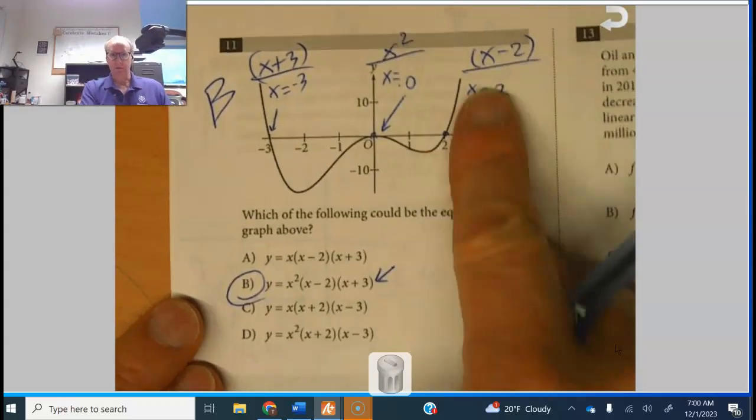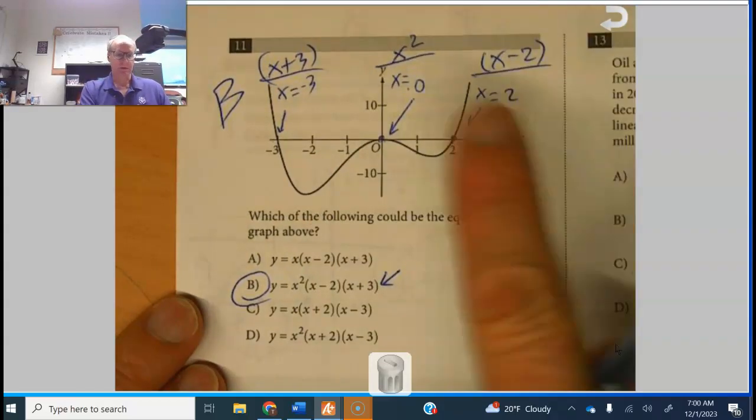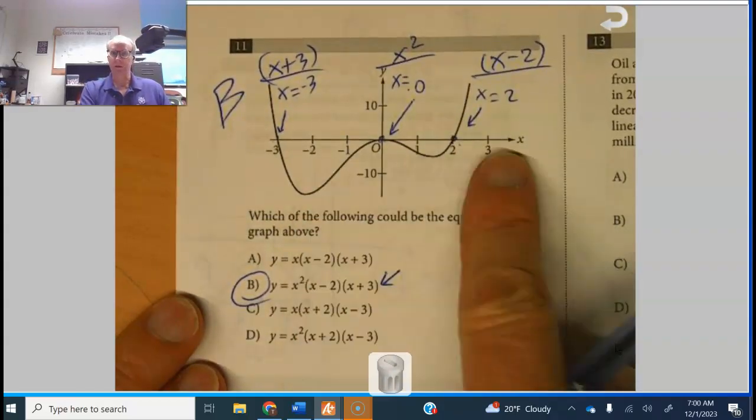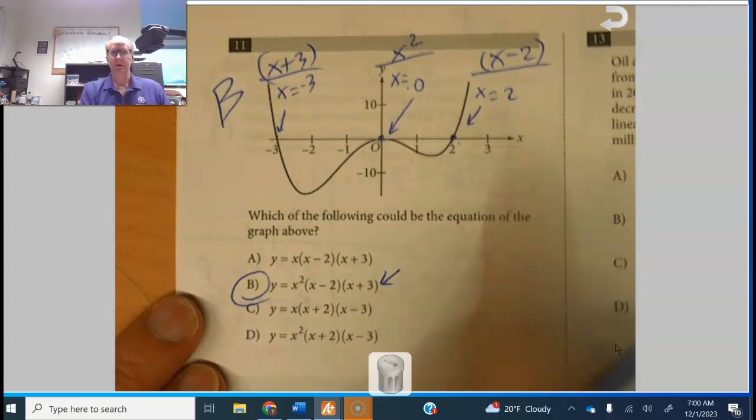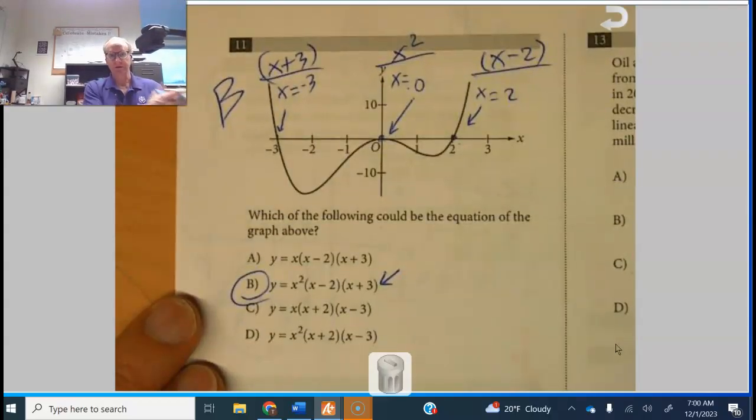If you don't know about roots and factors of polynomials, that's a really good thing to learn how to do to estimate your functions for your polynomial functions. Find your zeros and go back and forth.